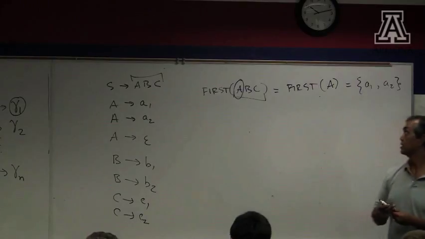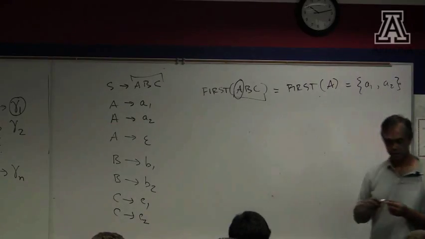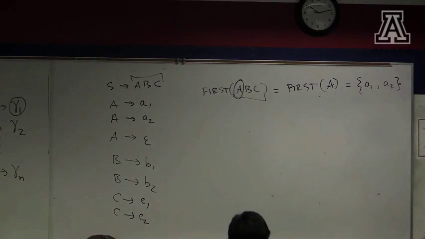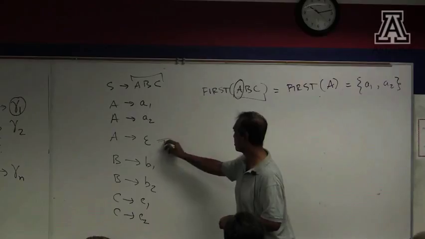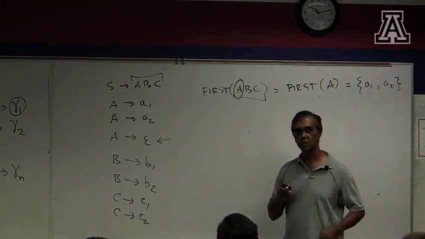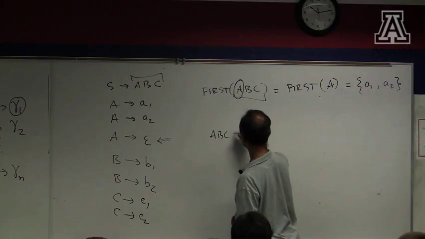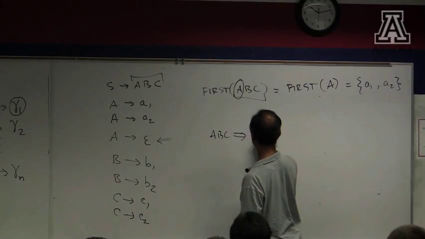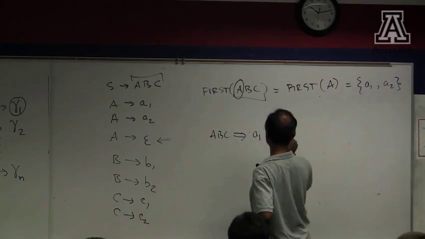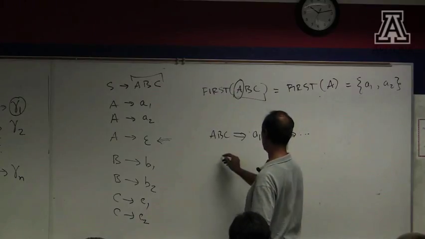Now what's the first of A, B, C? What's that? A1, A2, B1, B2. A1, A2, B1, B2. So in this case, with this new grammar, because I introduced that, here's what can happen. I can start with A, B, C. Here are the possible derivations. I can go with A1, B, C, and this can go off.